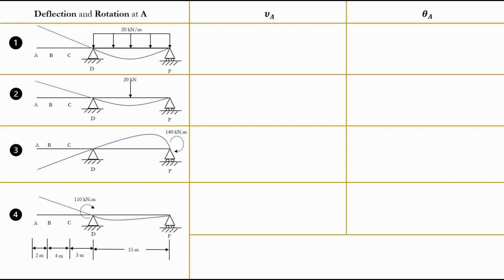Now, for deflection and rotation for point A. Let's see again, let's assess where our deflection is. So this is our point A, right? And for case 1, we have this type of deflection.